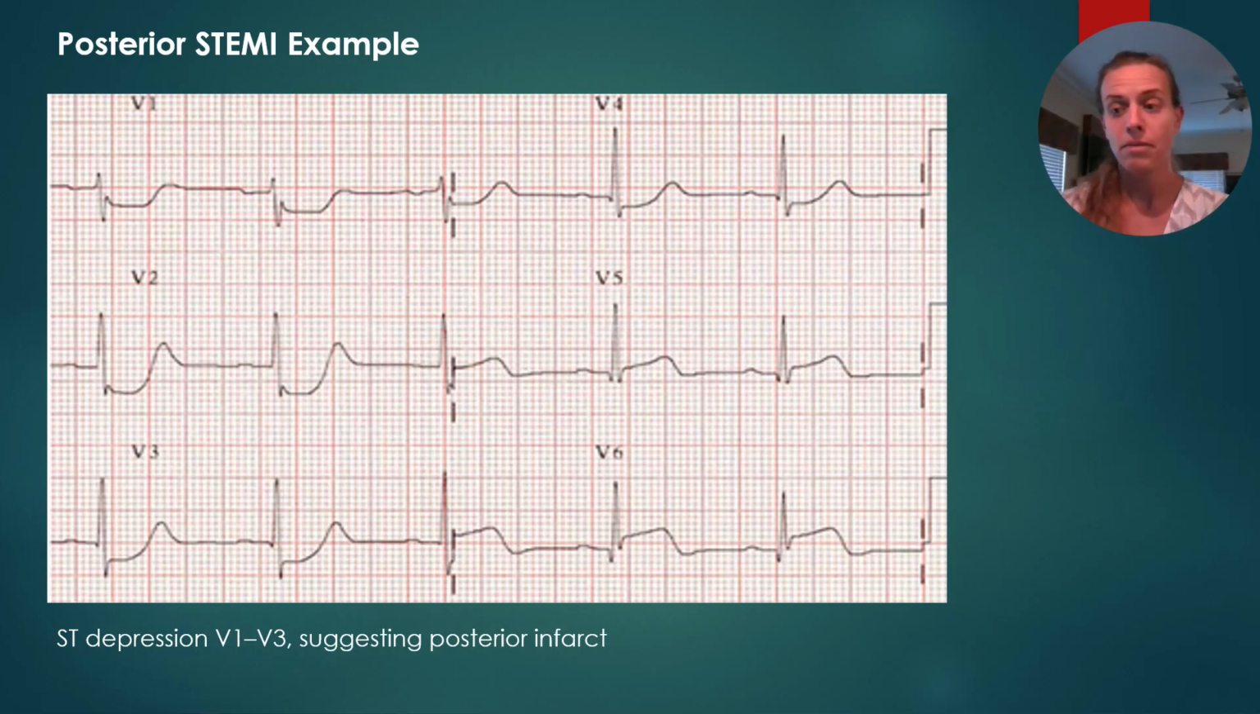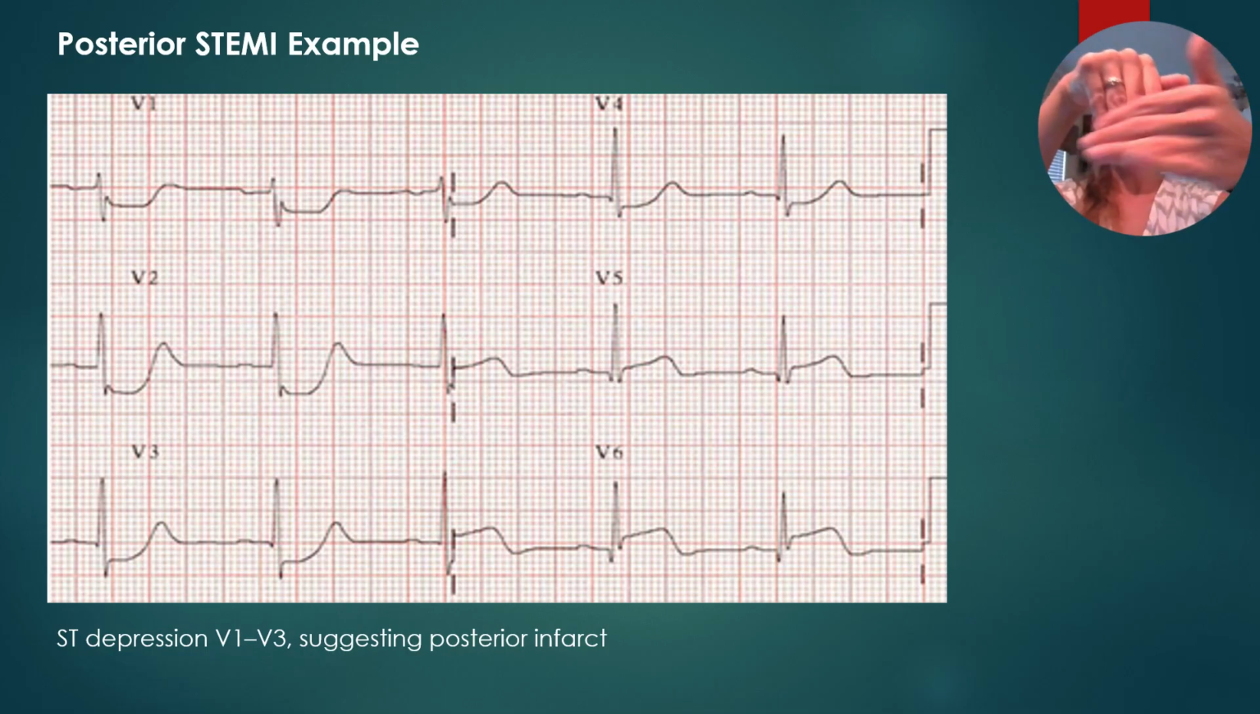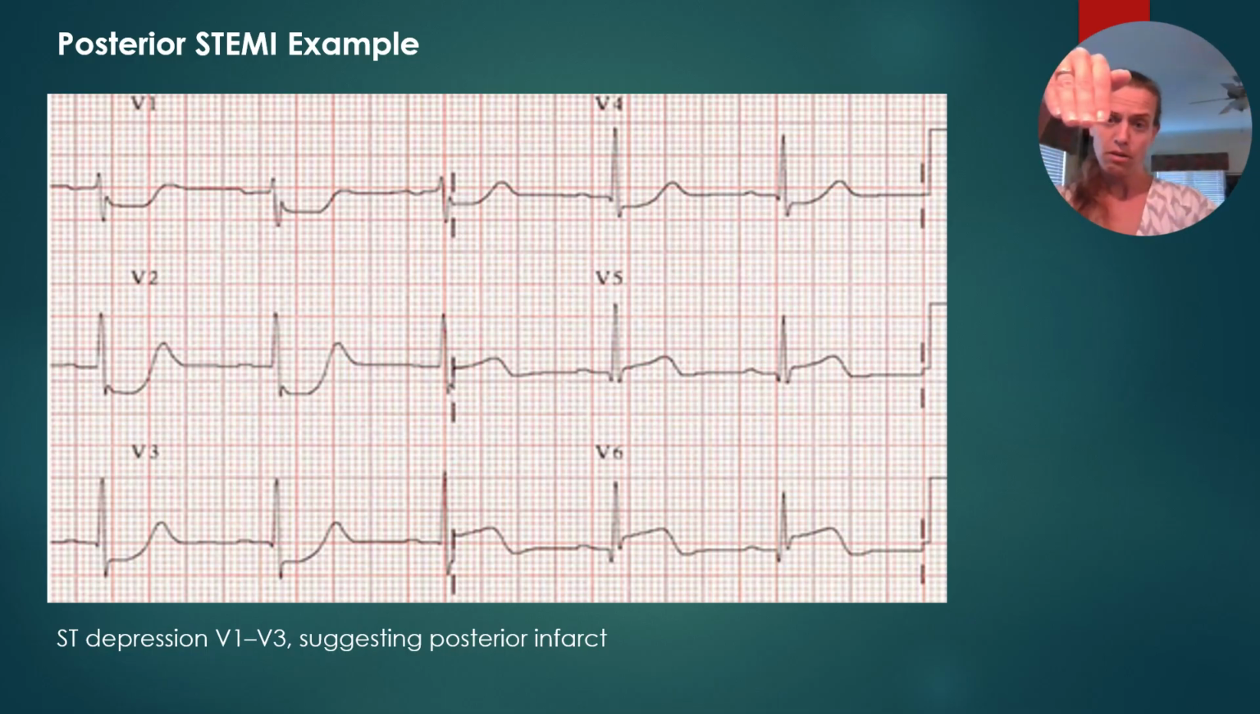Here's a posterior STEMI. Okay, so at first glance, we're just seeing a bunch of depression. We're seeing it there in V1, V2, V3, a little bit over there in V4 as well. So that depression in this case is actually the mirror image of the elevation that is happening on the posterior wall of the heart. Okay, because our leads are right there at the front of the heart. So the heart is kind of moved forward, so it's seeing those signs. It's not necessarily seeing here the back of the heart.